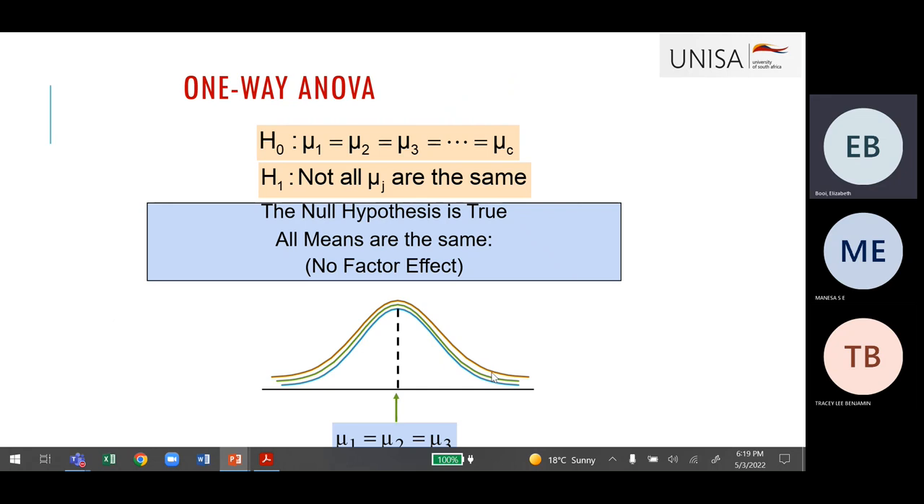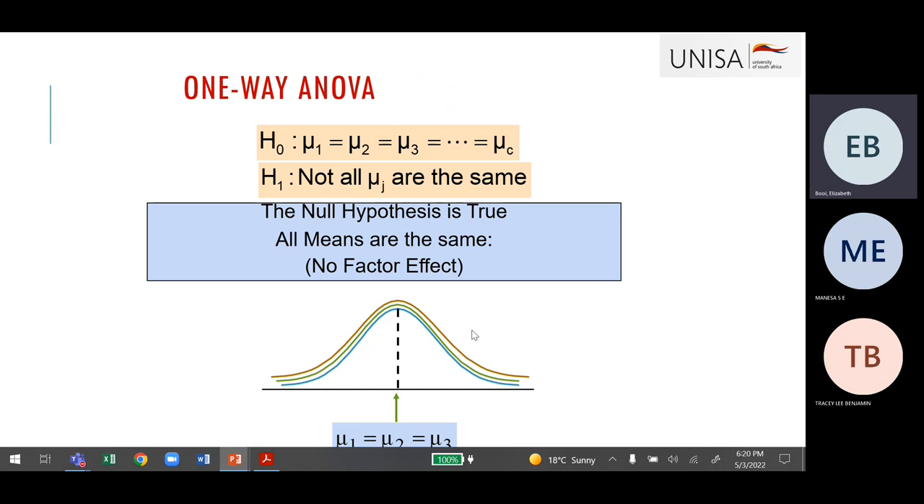So let's look at this example of stating the null hypothesis. If we say that the population means are equal, therefore if there are three populations, you can see that they are blue, red, and green, and all of them have the same mean at the dotted line. They all have the same mean. So the null hypothesis is true in terms of this, and we can test that.